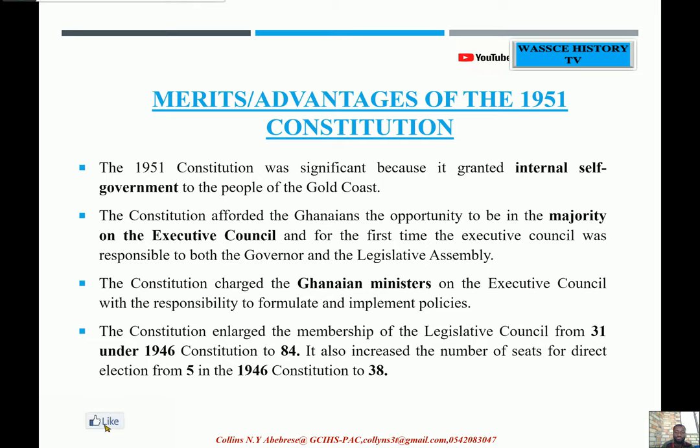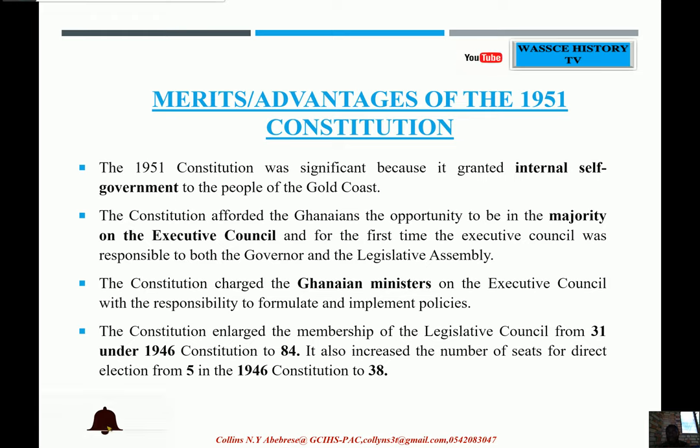Again, the constitution charged the Ghanaian ministers on the executive council with the responsibility to formulate and implement policies. The constitution also enlarged the membership of the legislative council from 31 under 1946 to a whopping 84 members, which was quite good, because this was done to satisfy the people.